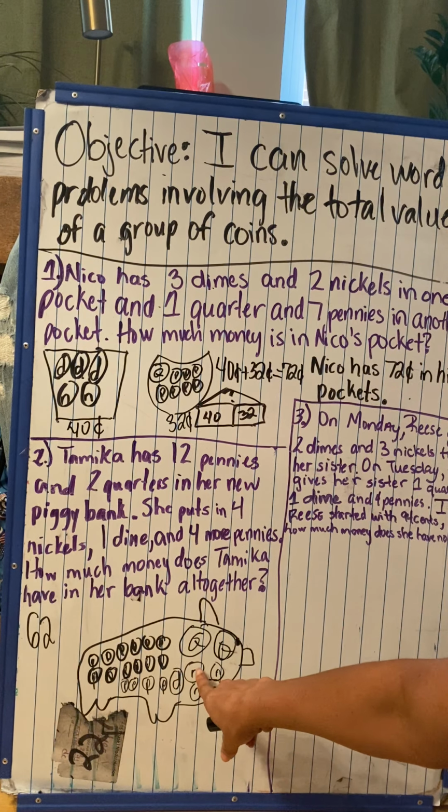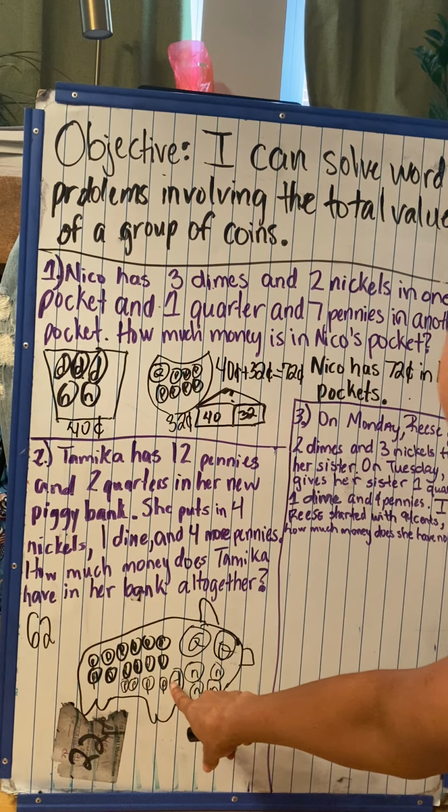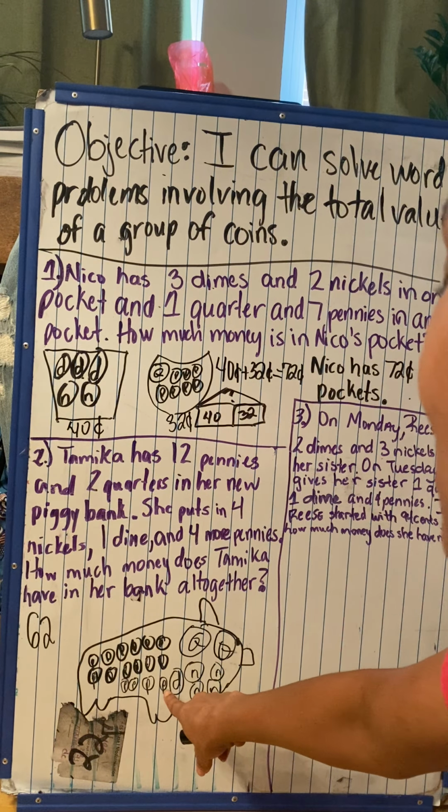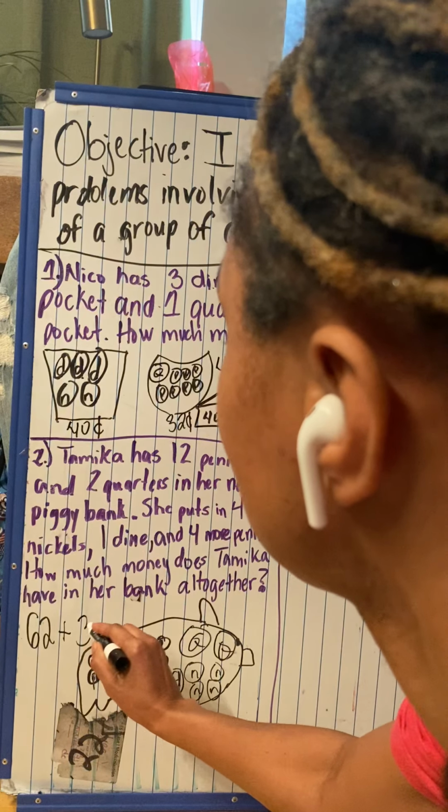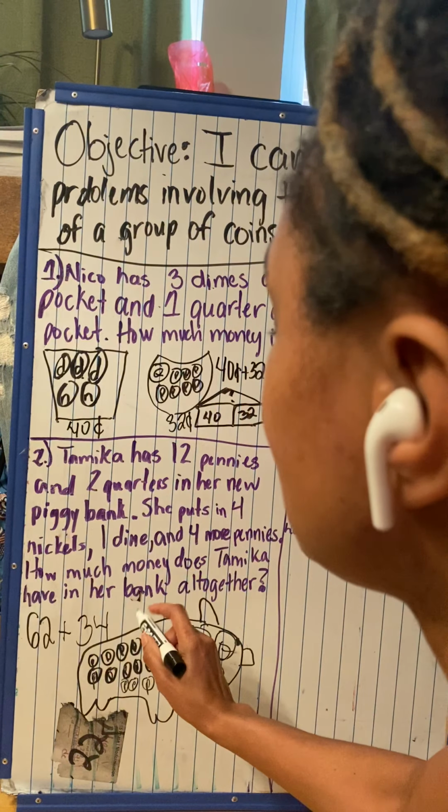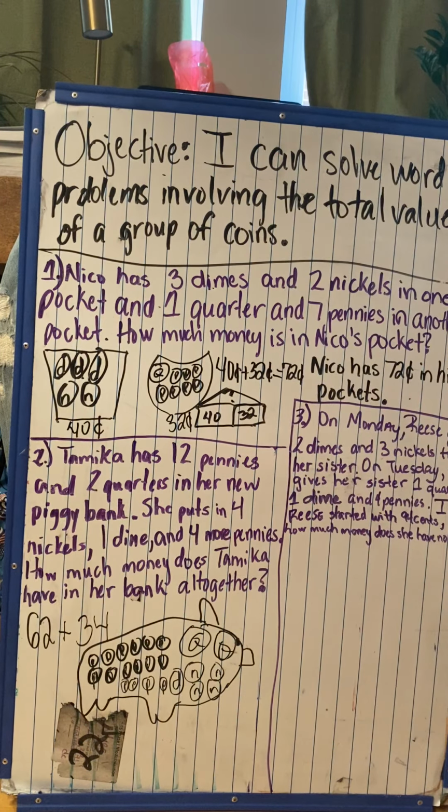10 cents, 15 cents, 20 cents, 25 cents, 30 cents, 31, 32, 33, 34 cents. So she started with 62 cents and she added 34 cents. So our number sentence will read 62 plus 34.